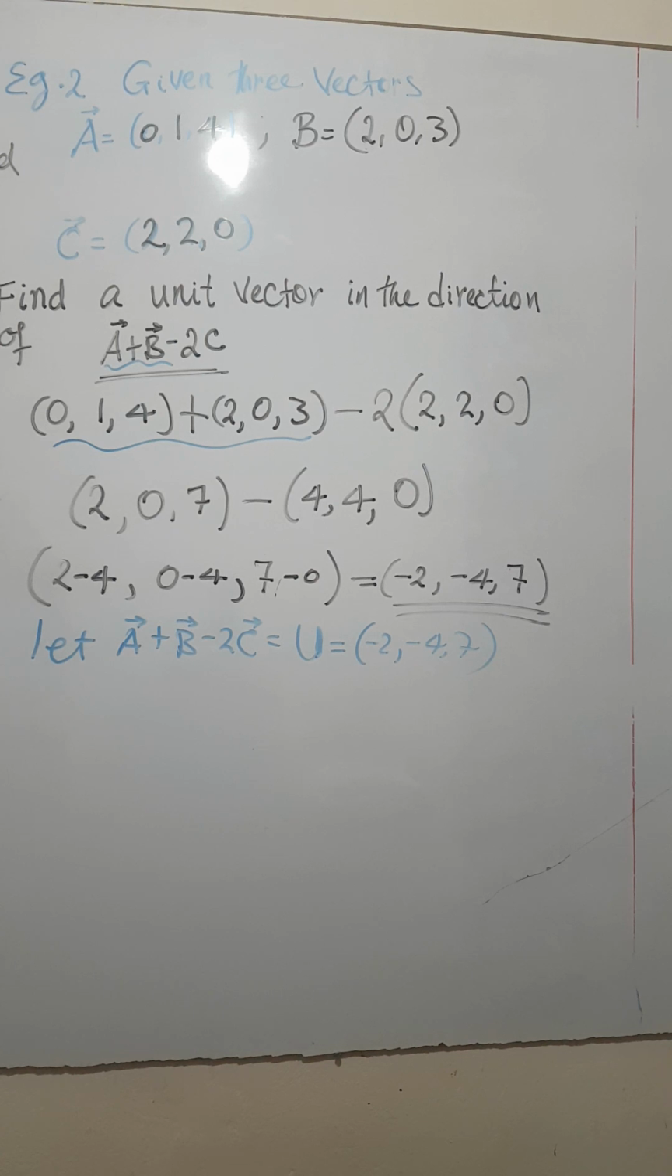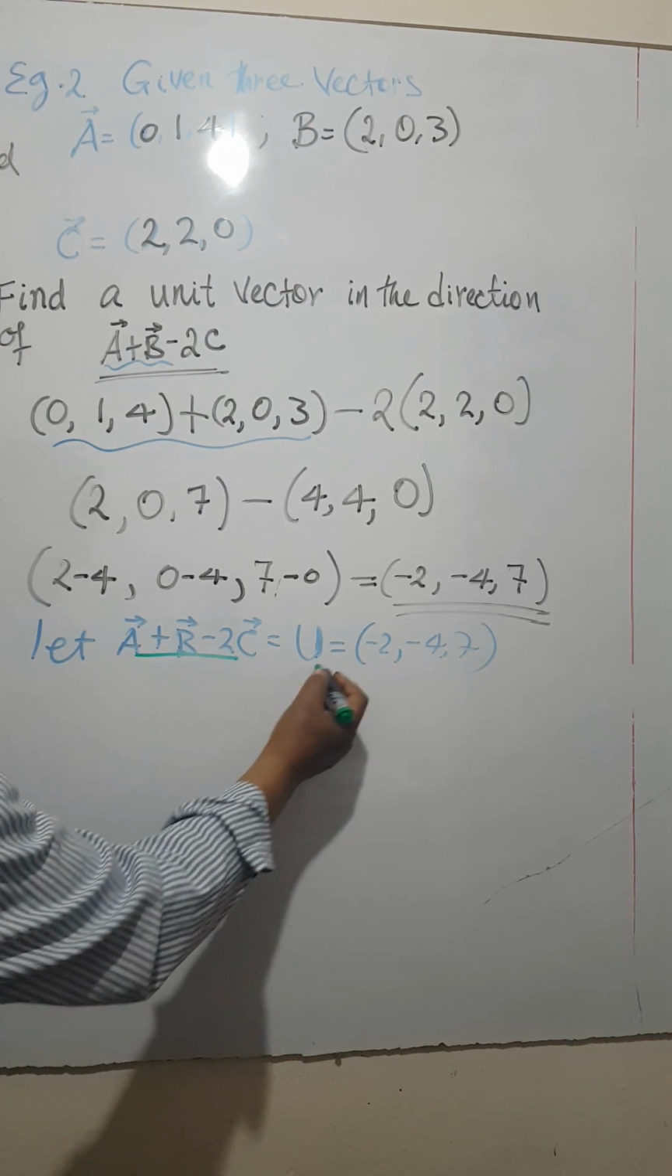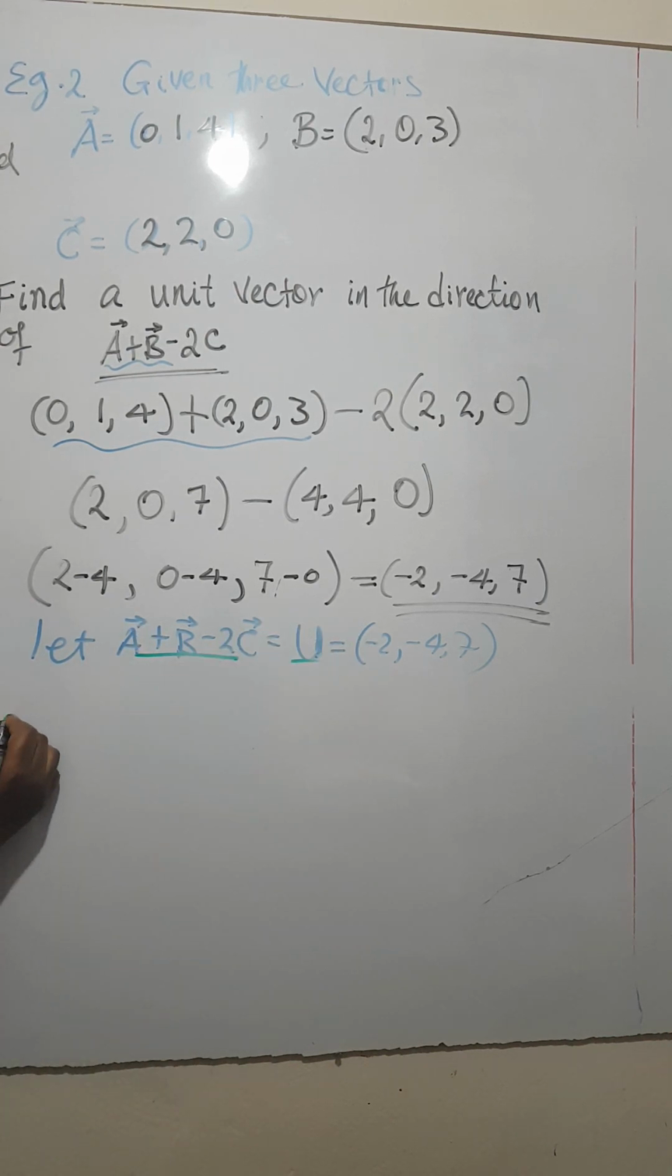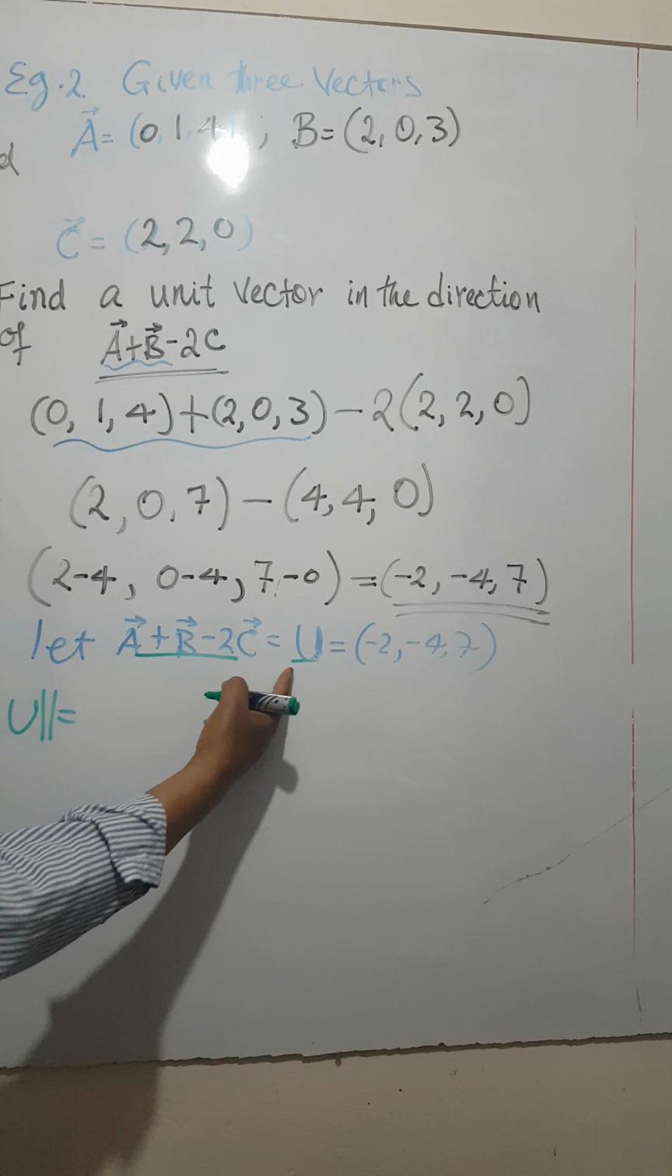As we saw earlier, to find a unit vector we first find the norm, or magnitude. After we get the norm, we divide the vector by the norm. So the magnitude of this vector is equal to the magnitude of u. So the magnitude of u, or norm of u, is equal to the norm of this vector, right?